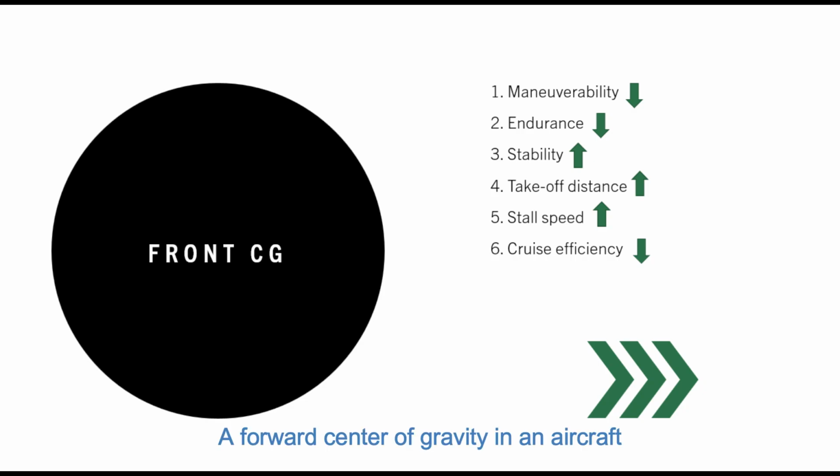A forward center of gravity in an aircraft makes it more stable in pitch, meaning the nose is less likely to move up and down due to turbulence, which can be helpful. But remember, too much stability can reduce maneuverability. It also means the elevator has to work harder to lift the nose. And at low speeds, this can make it harder to rotate or flare, increasing the distance needed for takeoff and landing.